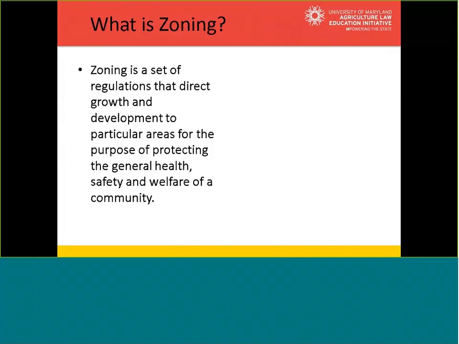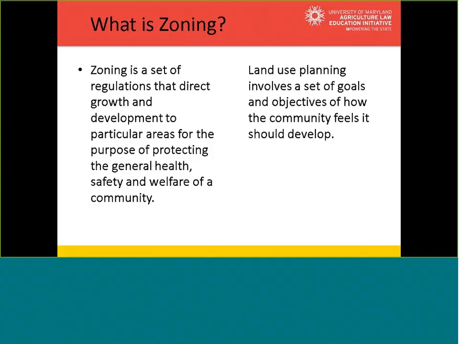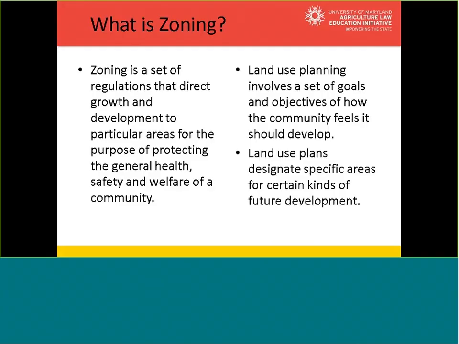What is zoning? Zoning is a set of regulations that direct growth and development to particular areas for the purpose of protecting the general health, safety, and welfare of a community. Compared to land use planning, which involves a set of goals and objectives of how the community feels it should develop, land use plans designate specific areas for certain kinds of future development.